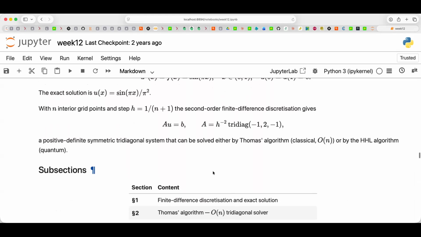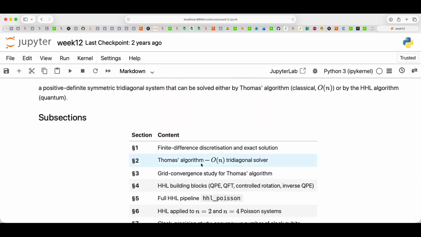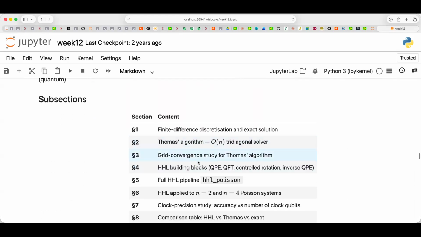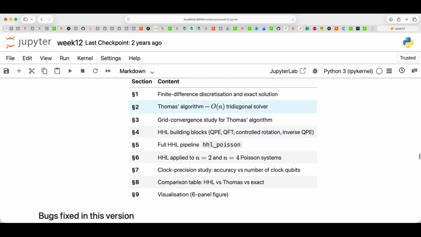This contains the standard finite discretization. I have included the Thomas algorithm and a grid convergence study. Actually, it's very hard for the quantum algorithm to beat the Thomas algorithm. And then it contains the HHL block, which is based on the previous program. So essentially what you see in these programs is what we went through in the lectures, but encoded with quantum phase estimation, quantum Fourier transformation, inverse QPE and rotations. And that's it.